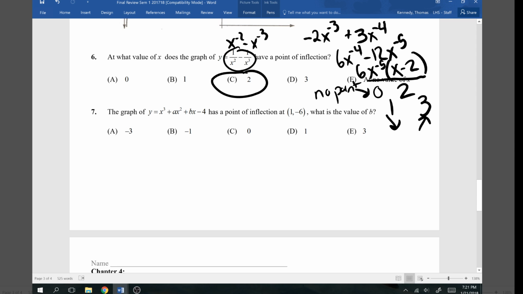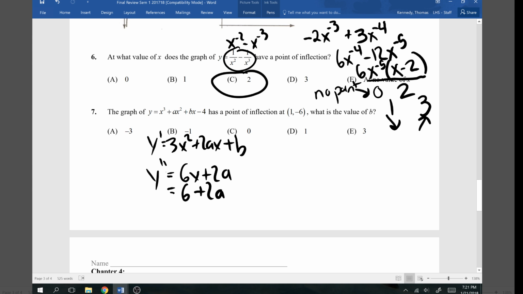Chill, chew. So I want to do 7. If you take the derivative of this equation, you get 3x squared plus 2ax plus b. And if you take the second derivative, you get 6x plus 2a. And the nice part about this is they give you the point of inflection, so you just plug in 1 for x, and you get 6 plus 2a equals, you know it has to be 0 because it's a point of inflection. So you just solve for a, and you get -2a equals 6, so a equals -3. And booyah, I got that one.